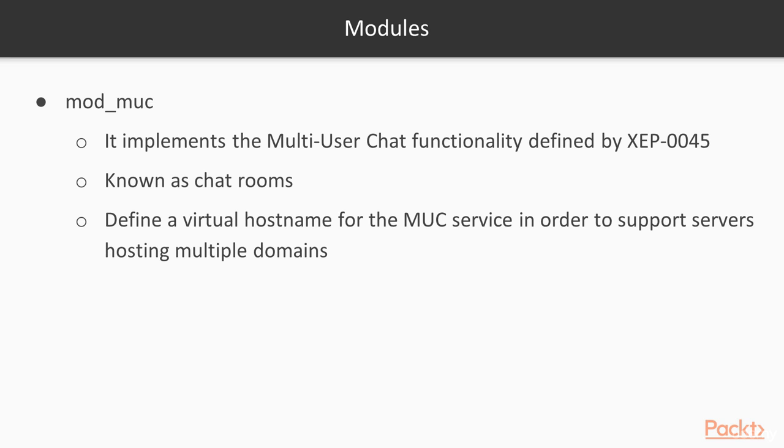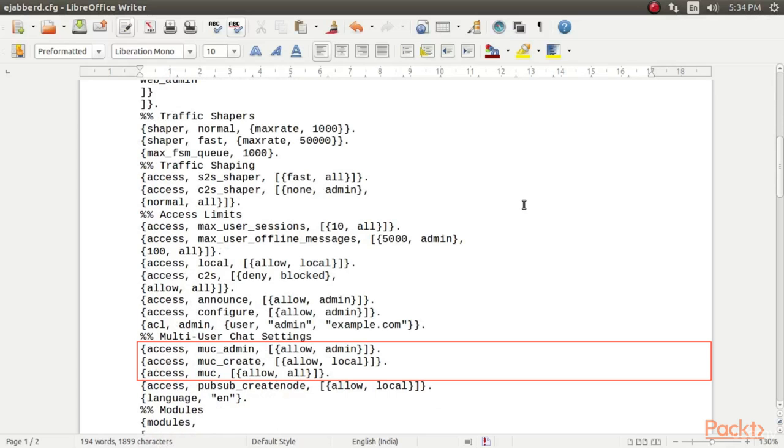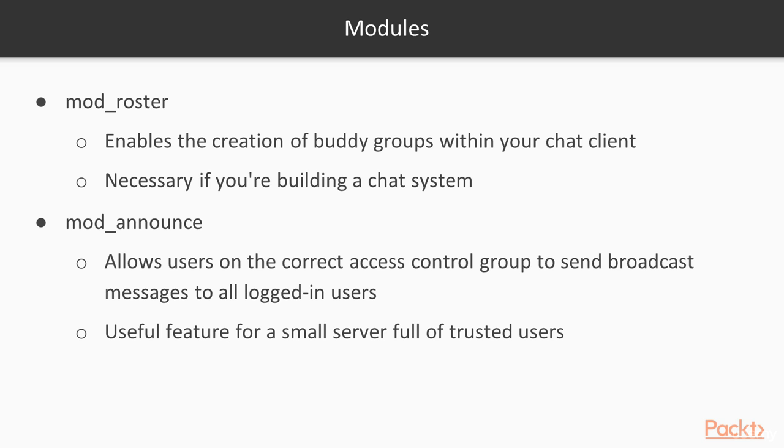We define a virtual hostname for the MUC service, which in this case would be conference.example.com, defined as conference.@HOST@, in order to support servers hosting multiple domains. We also define which access control group is able to create (muc_create), manage (muc_admin), or join (muc) chat rooms. The access control settings limit to local users, admin users, and all users respectively.